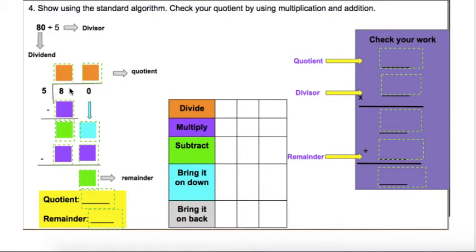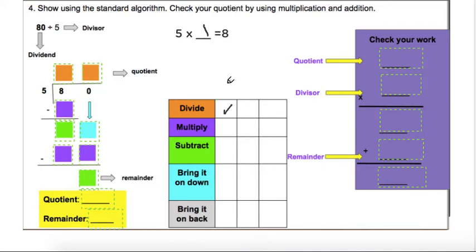Divide. 5 goes into 8 how many times? In other words, 5 times blank gets me as close as I can to 8. What number is going to go in that blank? If you said 1, you are absolutely correct. If I multiply 5 times 2, that's 10, which is more than the number 8. So I know that I can only multiply 5 by 1 to get me as close as I can to 8. So I just divided.